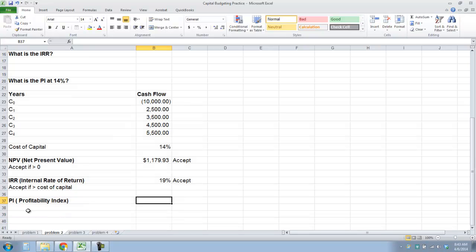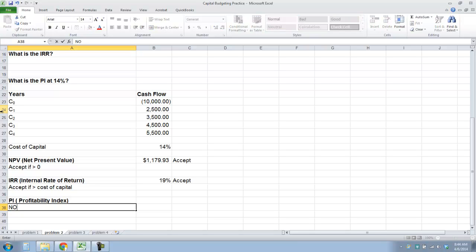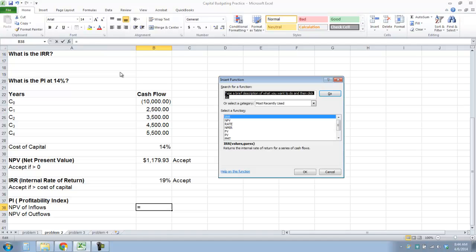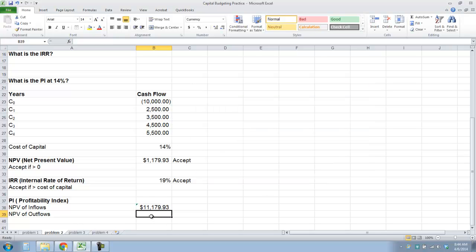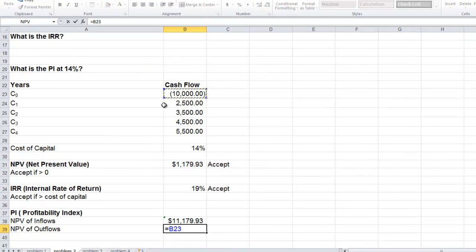So, the way we calculate profitability index is we take the NPV of inflows divided by the NPV of outflows. First of all, to calculate the NPV, I'm going to select NPV. My cost of capital is still 14%, and under values, it's all the inflows. And my net present value of the outflow is this. So PI equals, and we're not going to use the negative number, my inflows divided by my outflows. But I'm going to change my outflows to a positive number.